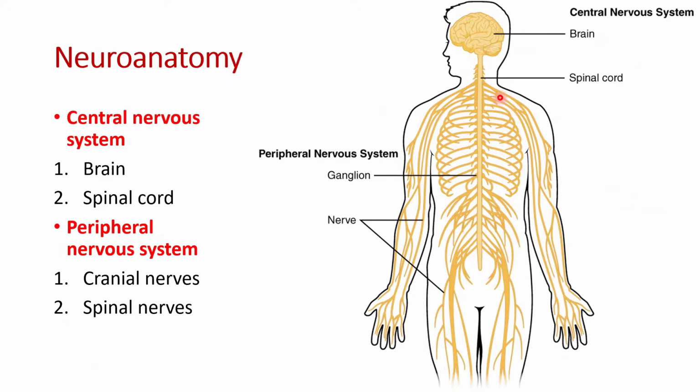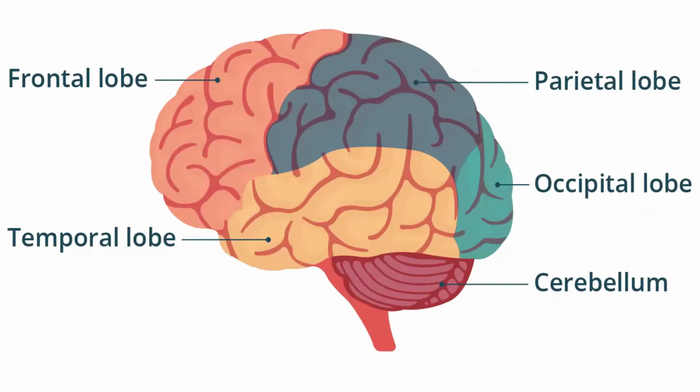They come from the spinal cord. So all these that you can see here are spinal nerves. Then cranial nerves will be coming from the brainstem. And yes, that's the brain. This brain will contain various aspects.